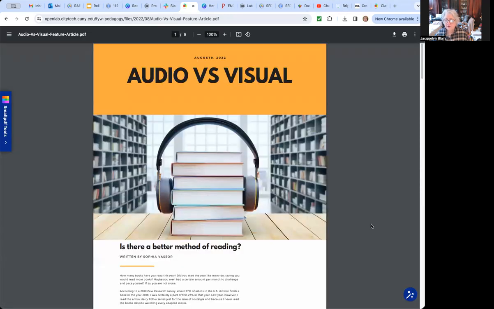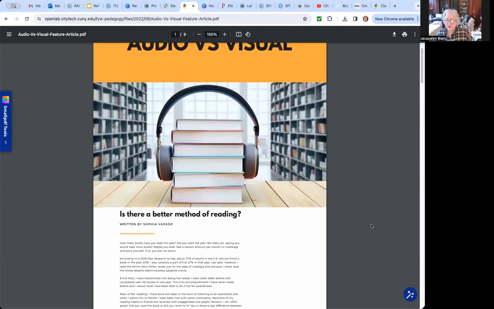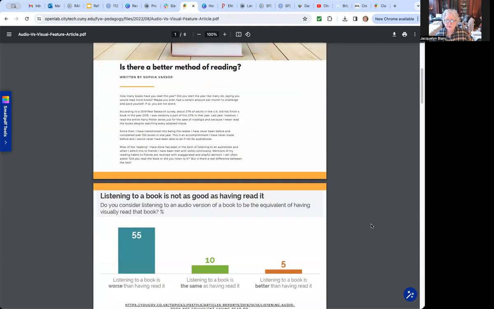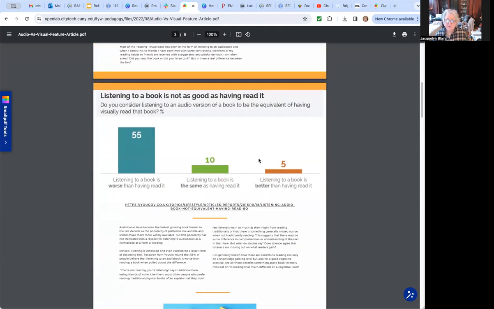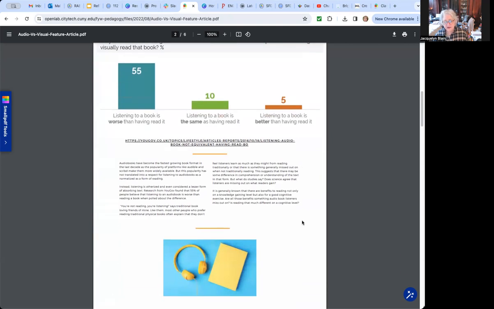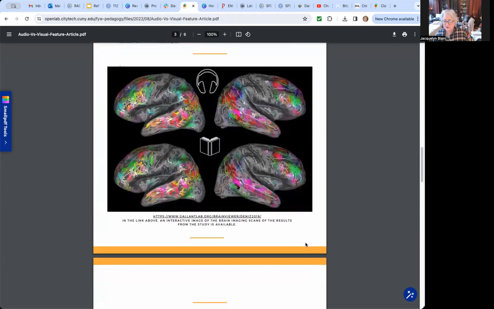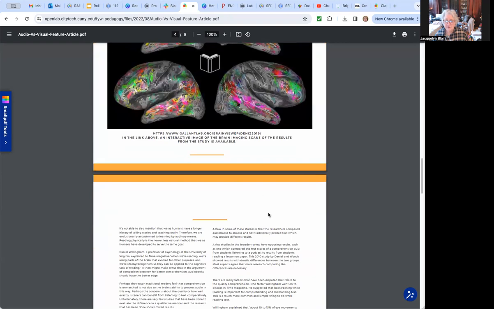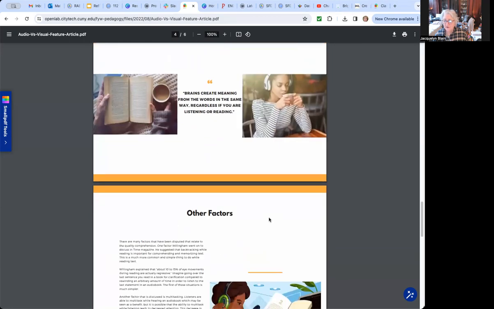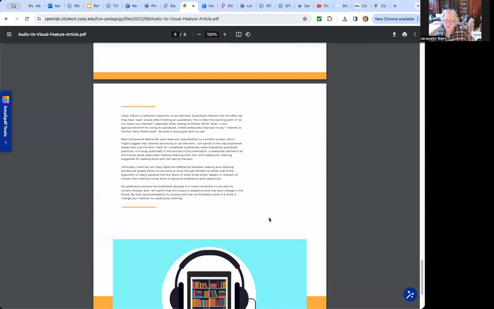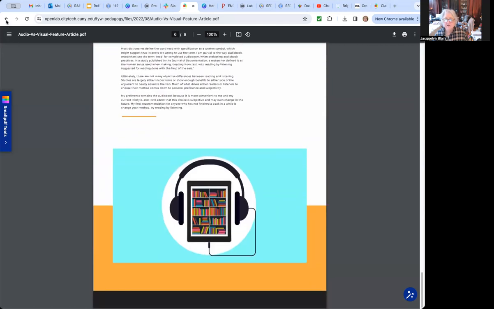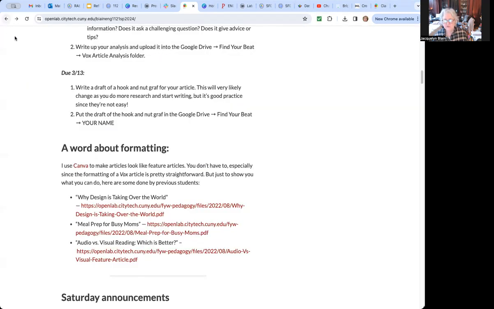And then there's one more. This one, again, looks pretty straightforward, also in Canva. Is there a better method of reading? She used Canva because she had charts and graphs that she wanted to drop in there. It was easier to add them to Canva than to drop them in a Google Doc. Some great pictures, and she put the links to the pictures, where they came from. Another really nice article that she did in Canva. So those are some of the things that previous students have done with this. Now, let me show you Canva really quickly.